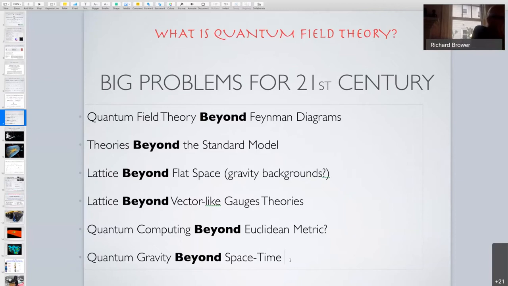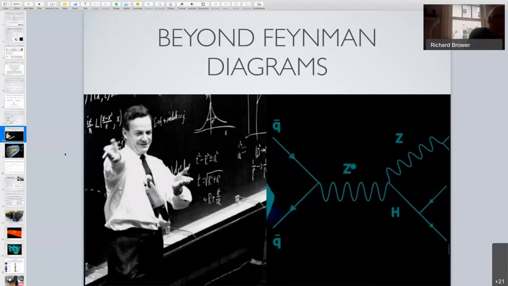So I'm just trying to say that there's plenty to do. Don't think the point is that field theory is understood. Each one of these things could make a career and probably not be solved. So Feynman diagrams are wonderful, but we have to go beyond them.